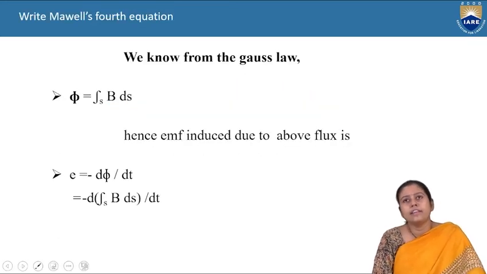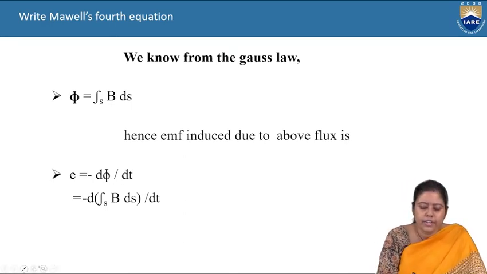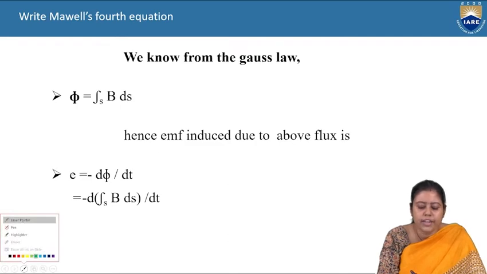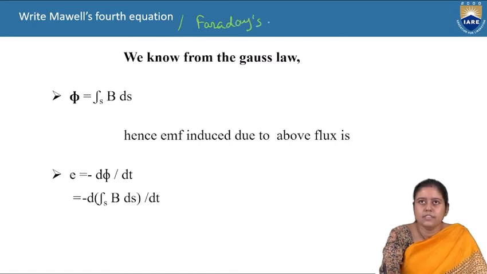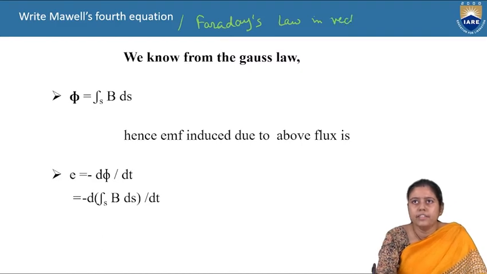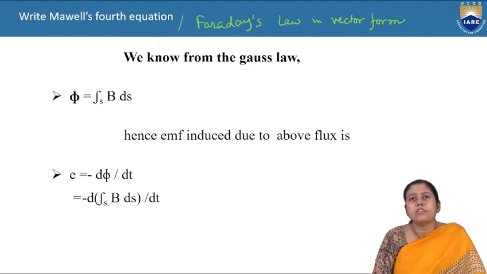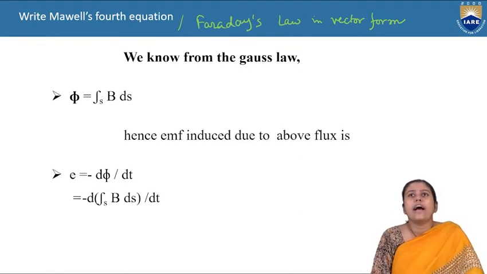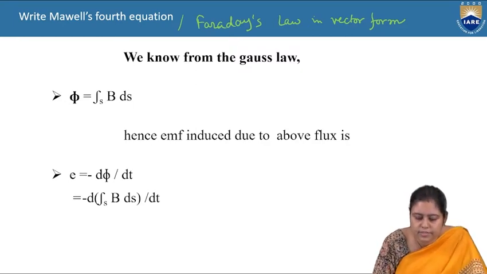Next, we will get Maxwell's fourth equation, which is also known as Faraday's law in vector form. I forgot to write that. So the question may come in two forms: What is Maxwell's fourth equation, or write Faraday's law in vector form. So how do we get this?